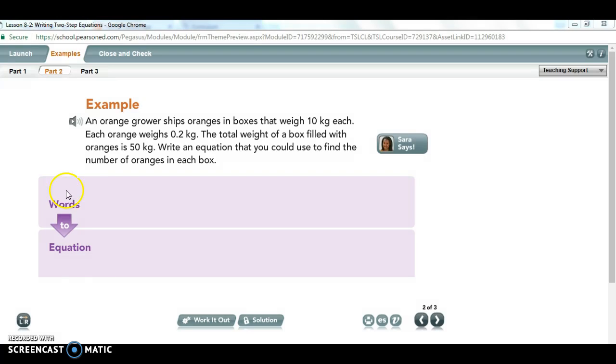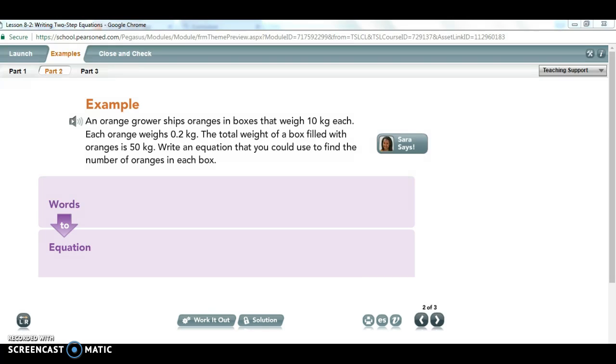Here's the example problem for part 2. An orange grower ships oranges in boxes that weigh 10 kilograms each. Each orange weighs 2/10 of a kilogram. The total weight of a box filled with oranges is 50 kilograms. Write an equation that you could use to find the number of oranges packed in each box.